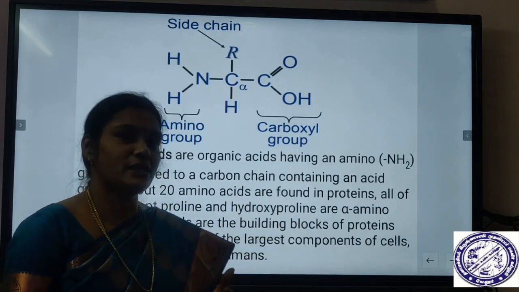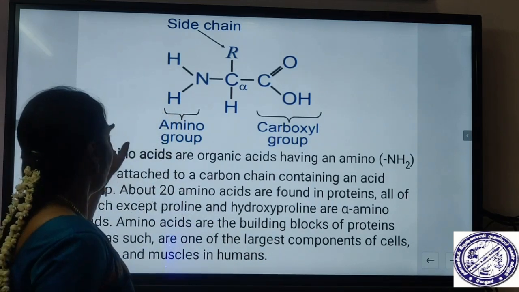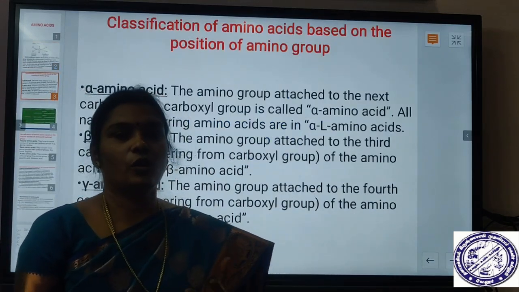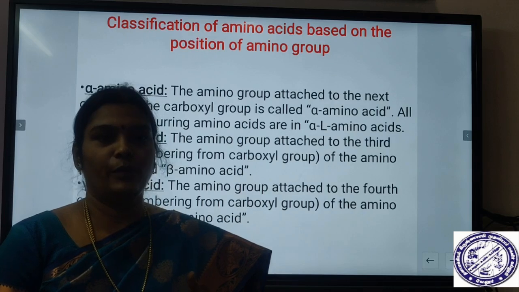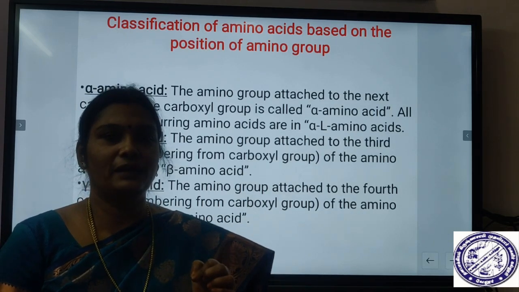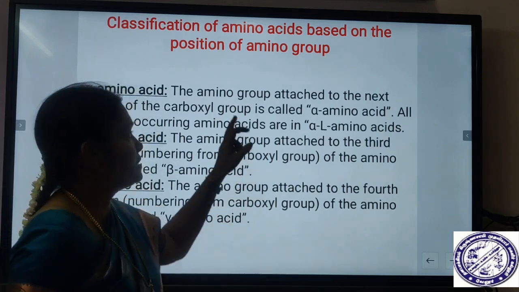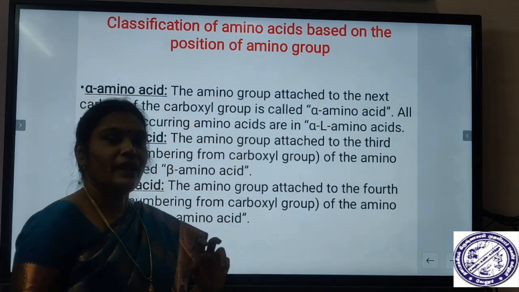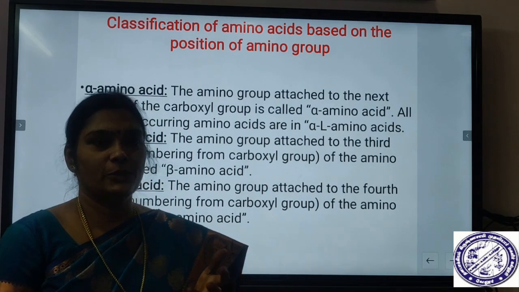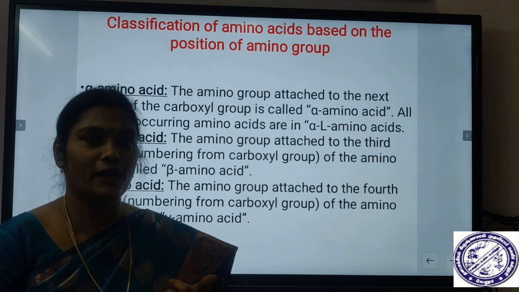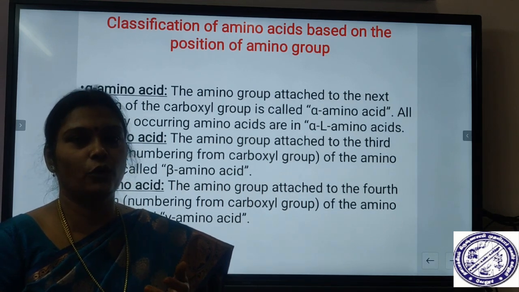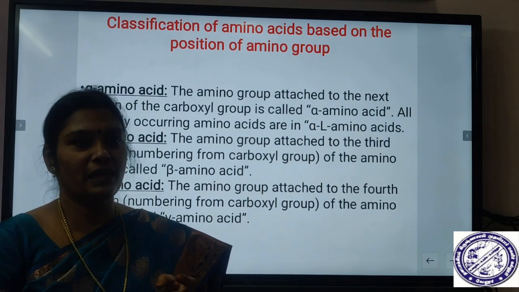Nearly 20 amino acids are found in proteins, and we have different classifications based on the position of the amino group in the amino acids. For example, if the amino group is present in the carbon next to the carboxyl group, that is said to be alpha amino acid. And if it is present in the third carbon with respect to COOH, that is said to be beta amino acid, and next is said to be gamma amino acid. So depending upon the position of the amino group, they are classified as alpha, beta and gamma.